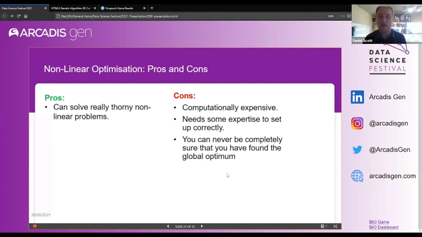GAs and everything else get around that by having a large population that are all coming at the problem from lots and lots of different angles and lots of different spaces, but you can never be 100% sure that you've definitely found Everest. The only way you can start to get more and more sure is to run it a few times from different starting parameters and check that you always converge in the same place.